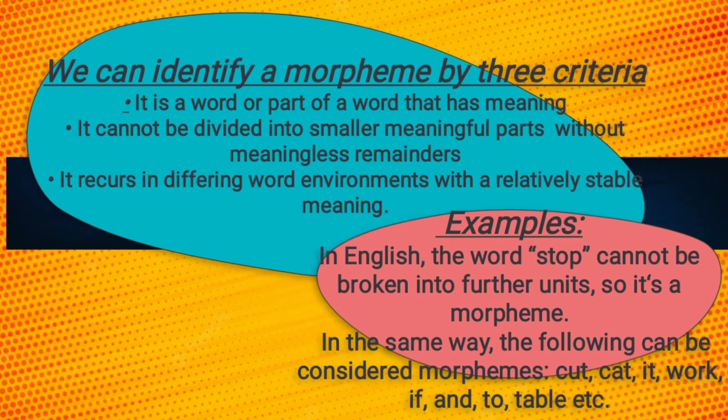In English, the word stop cannot be broken into further units. So it's a morpheme. When a word cannot be broken into further units, it's a morpheme. In the same way, the following can be considered as morphemes since they cannot be broken. So we have cat, it, work, if, and, to, table, and many more.